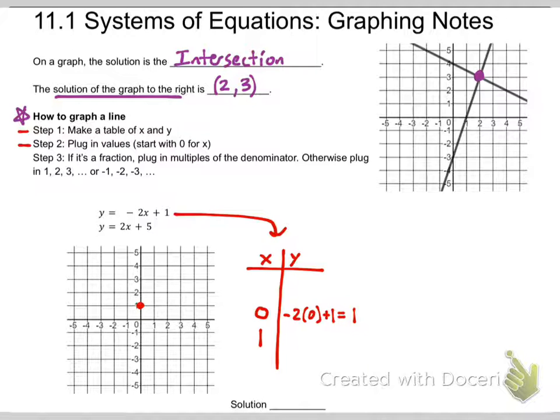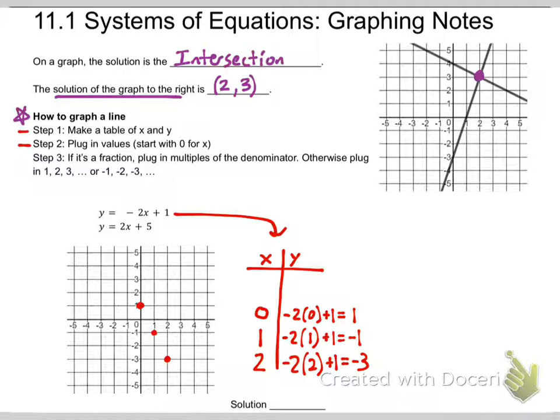Next, I'm going to plug in the number 1. So if I plug in 1 for x, then I get negative 2 times 1 plus 1, which is negative 1. So (1, -1) is my next point. After that, I'm going to plug in 2. And notice I'm just plugging in numbers that make sense, that are close to 0, pretty small numbers, so it's easier to plug in. When I plug in 2 there, negative 2 times 2 plus 1 gives me negative 3, and I can plot that point as well.